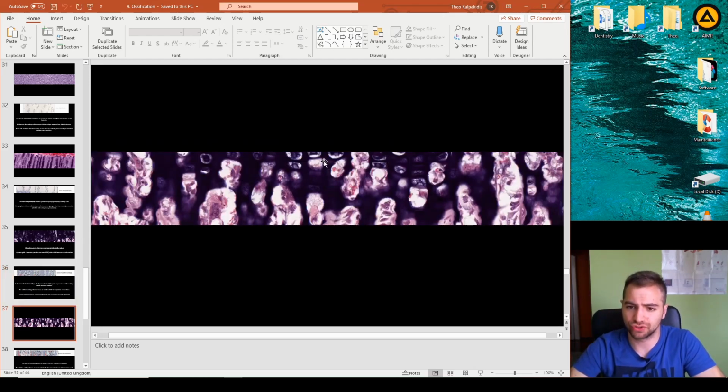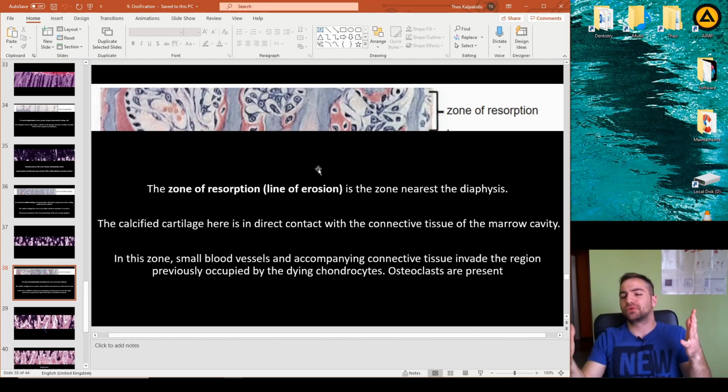This is a very nice picture of the zone of calcified cartilage. We can see an empty space, an empty lacuna, no nucleus. This is the trick. This is the easiest way to identify whether we are in the hypertrophic cartilage zone or the zone of the calcified cartilage. The zone of calcified cartilage practically contains no nuclei because we have the initiation of the death of these cells, of the chondrocytes.